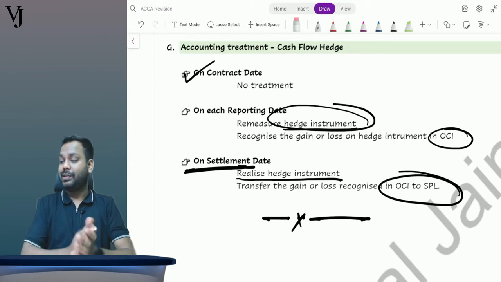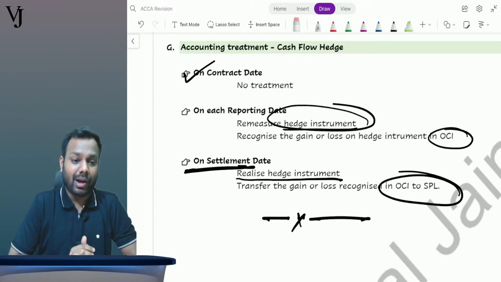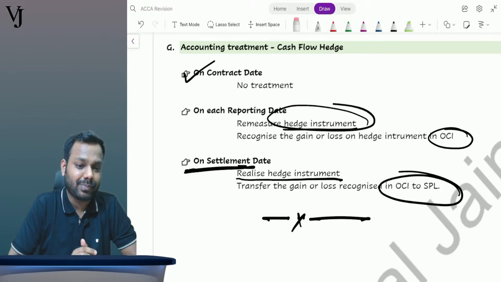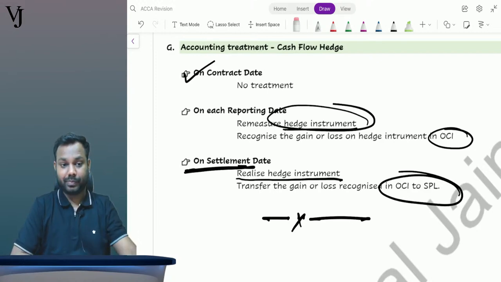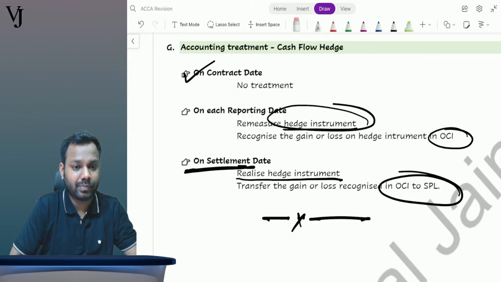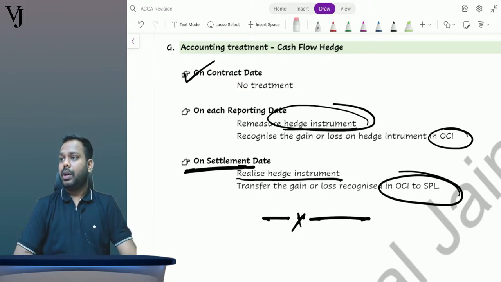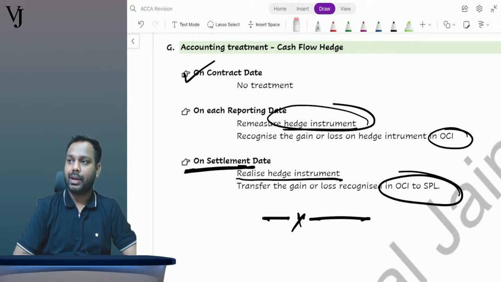I hope this discussion and this revision session have helped you guys. If anyone has any queries, guys, come on, tell me. Anyone having any queries here?